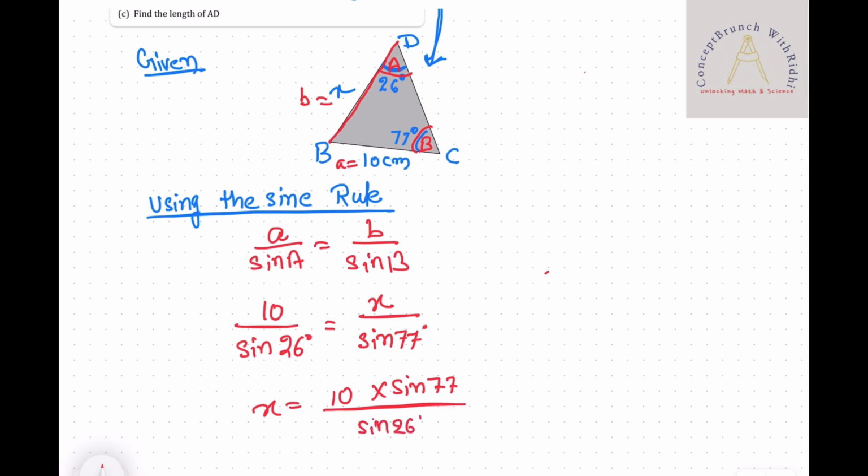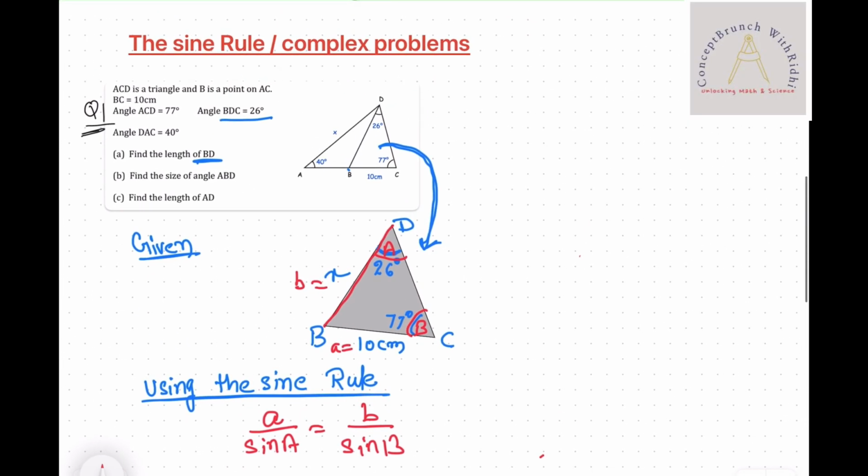If you calculate this value in the calculator, you'll get the answer 22.227 centimeters. You can take it to 2 decimal places as well, so it's up to you. And this is your BD. You can see what they demand in the question, like 1 decimal place or 2 decimal places, it depends on that. Okay, this is part A, we did it. Now let's move to the next question, part B.